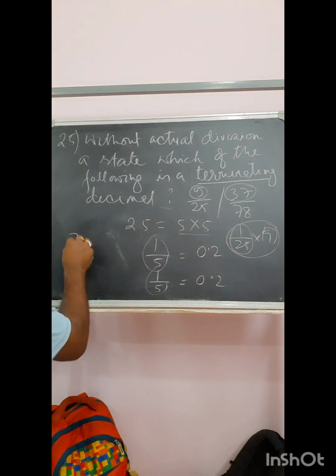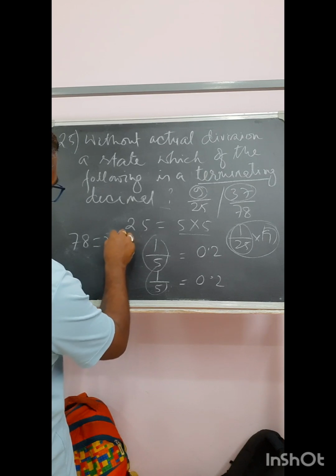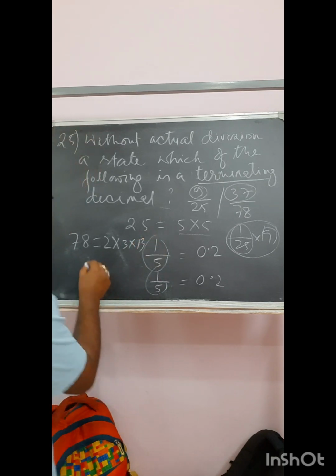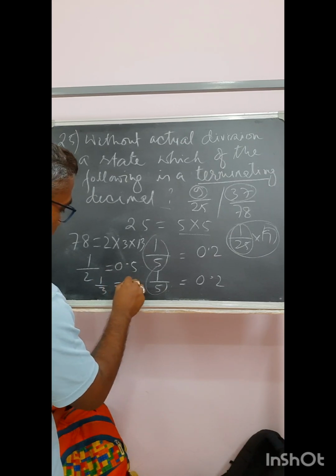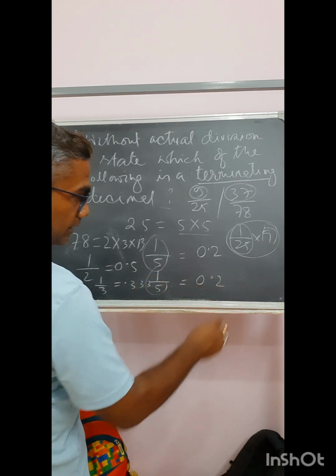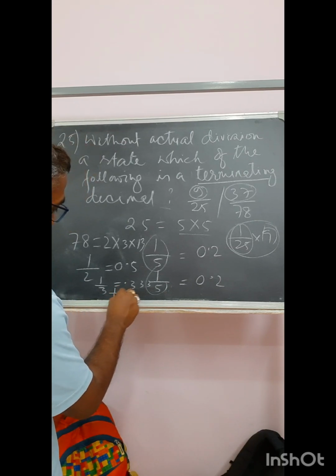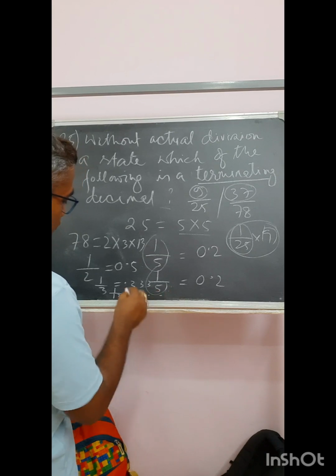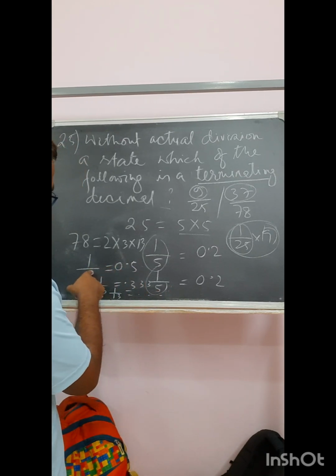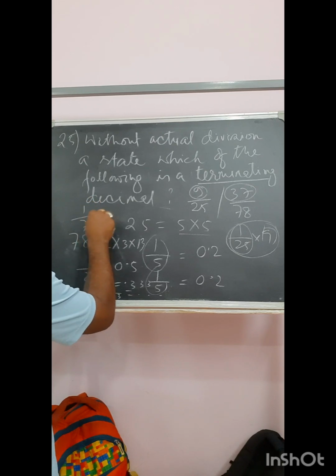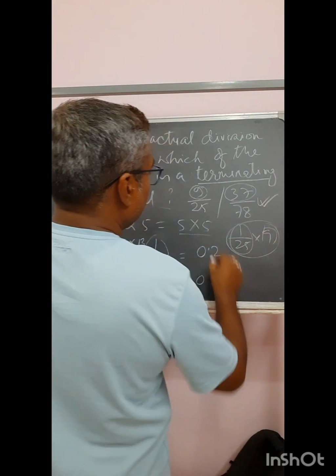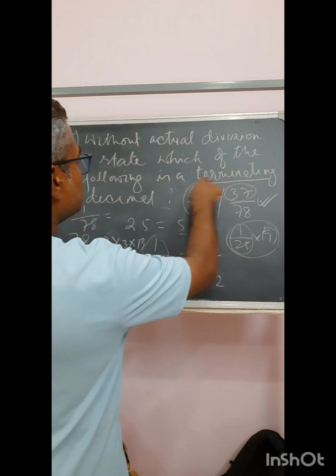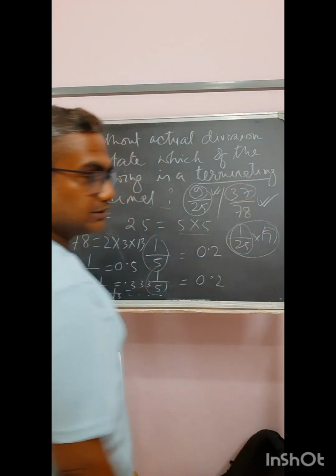So in the second case, if I see 78, what are the factors? 2 into 39, that is 3 into 13. Now 1 upon 2 is terminating, but 1 upon 3 is non-terminating, it goes on like that. And again 1 upon 13 is non-terminating. So two of the results are non-terminating, one may be terminating, but the whole result, 1 upon 78, would not be terminating. So this number is not terminating, this one is terminating. Our requirement is a terminating decimal, so this one will be the answer. Okay.